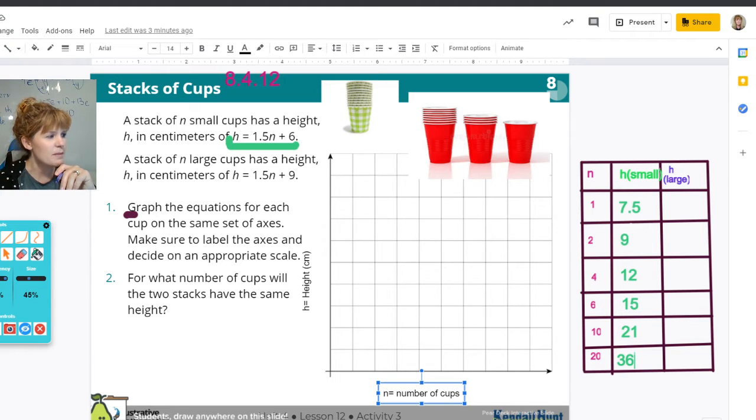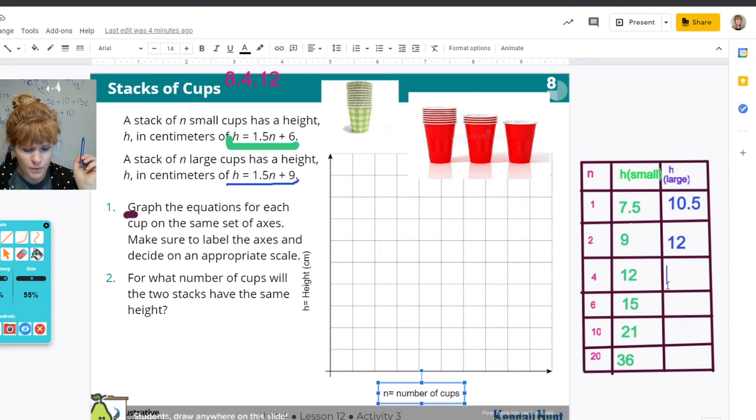Filling out the table reminds you how to use these equations. Okay, so when you have one large cup, and let me show you where I'm looking. Now I'm looking at the equation for the large cups. If you have one cup stacked on top, that means n equals 1. That's 9 plus 1.5, 10.5. If you have two cups stacked on top, that's going to be 1.5 times 2, which equals 3. 3 plus 9 is 12.